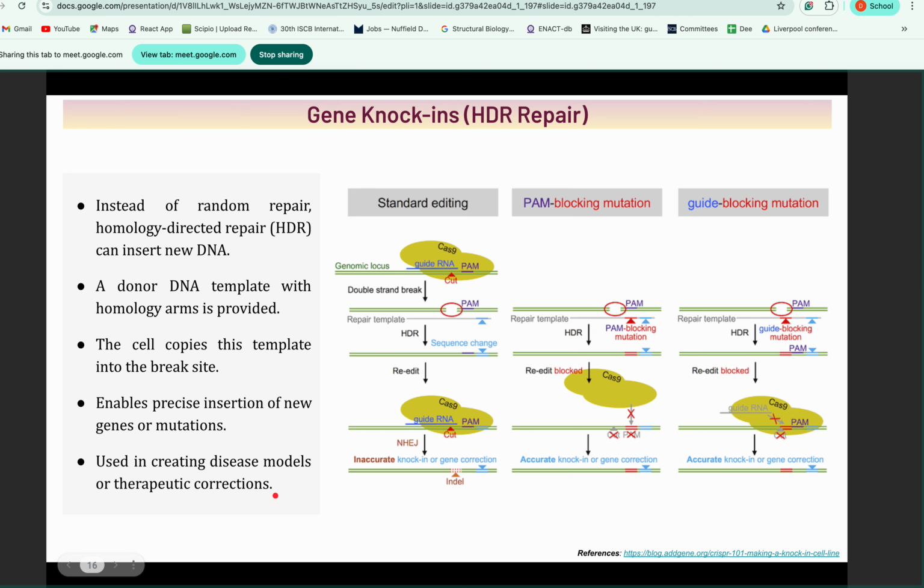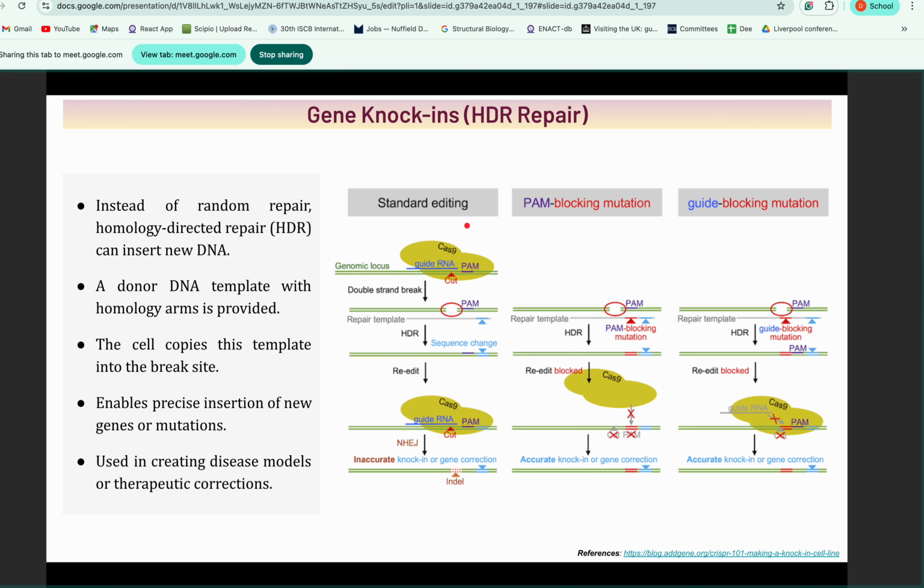So for example, if I know that in case of sickle cell anemia, there is just a change in one amino acid, which leads to that particular phenotype. So what we can do, we know that where the mutation has taken place. So we can target that gene, and now with the help of homology directed repair, I will provide a repair template in which that particular mutation is now corrected. So after the repair takes place, my gene will get corrected in the end.